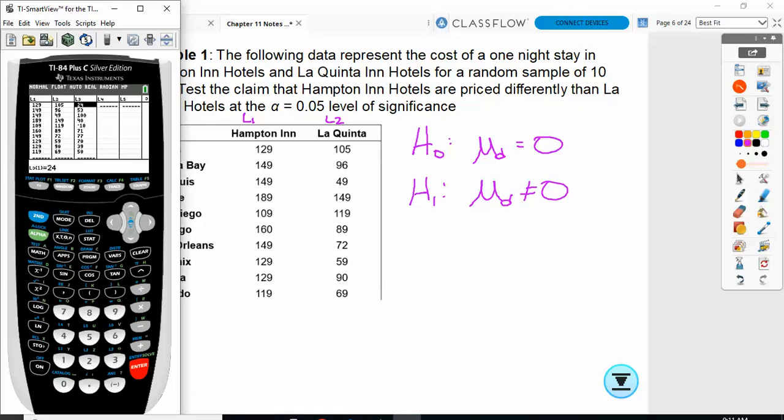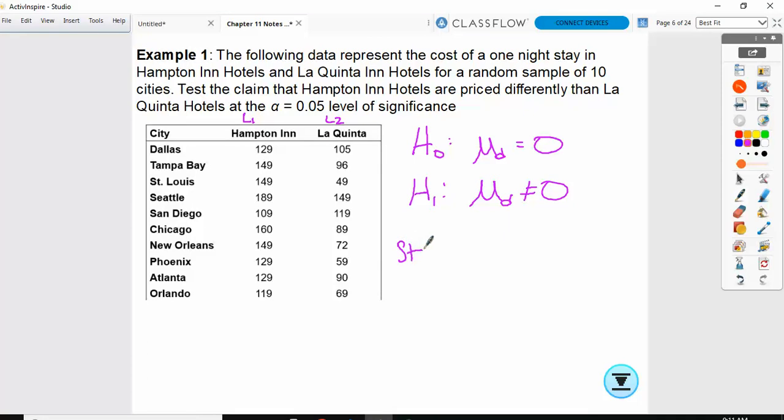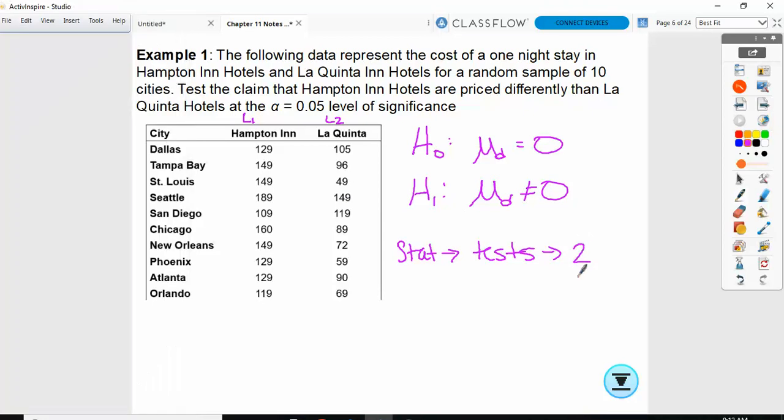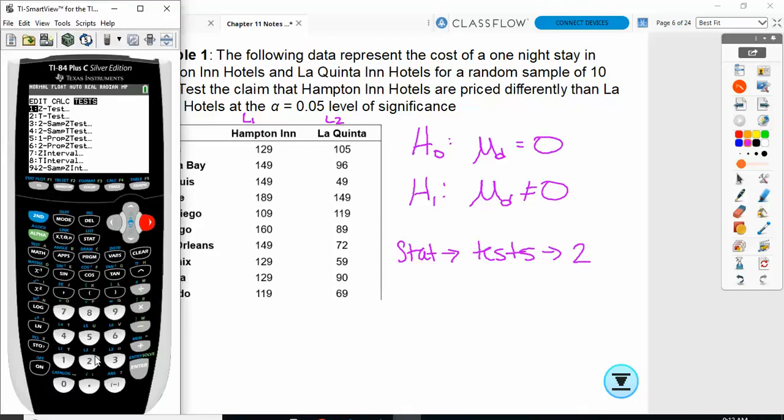Did everybody get that before? So now we are really doing the same thing that we were doing in the last section, but we're going to run all of our tests on that L3 because that's where my difference is. So we need to go to Stat, Tests, and when we were talking about the mean, do you guys remember which test we did? Number 2, the t-test. So Stat test number 2.